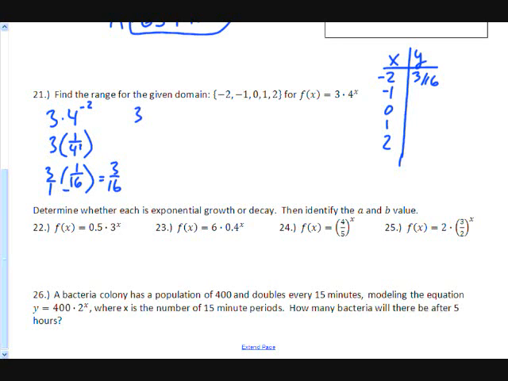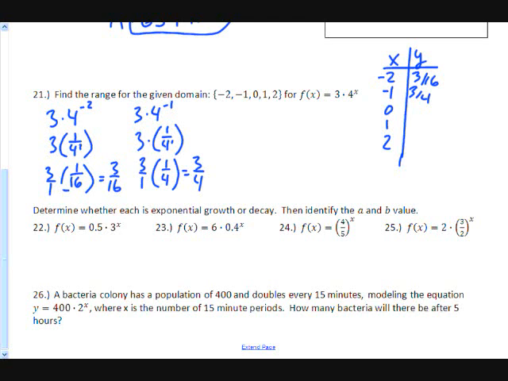If I look at the next one, it's going to be very similar. I'm going to do 3 times 4 to the -1. The negative exponent sends it to the denominator, so it's 1 over 4 to the first. So now I have 3 over 1 times 1 over 4, which is 3/4. So that's my next value, the 3/4.